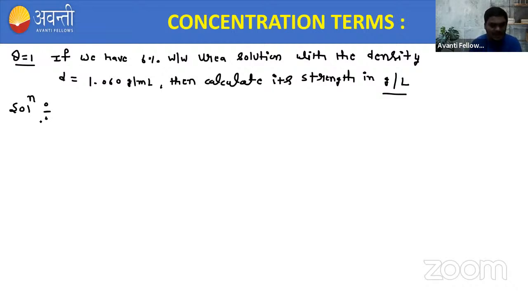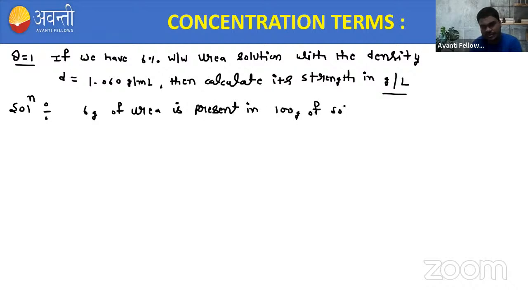So we know that 6 gram of urea, someone mass by volume percentage. According to the question, 6 gram of urea is present, this is very much true. 6 gram of urea is present in how much? That is 100 gram of solution. So this is clear to all of you, right? That is 6 gram of urea is present in 100 gram of the solution.